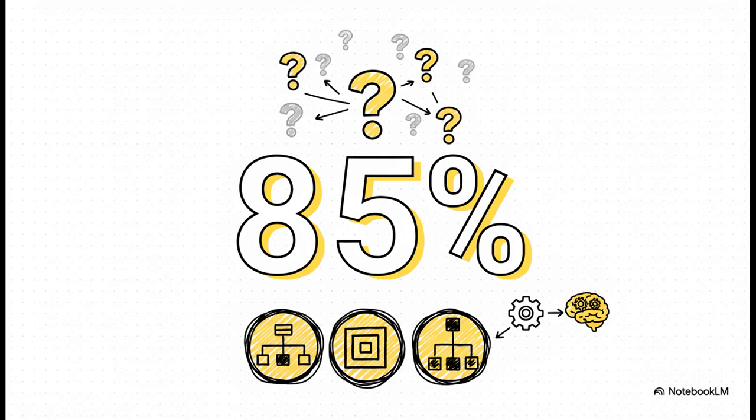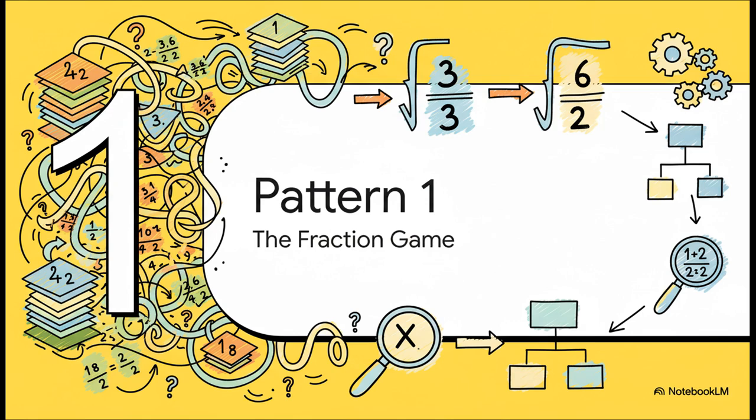The vast majority of those terrifying-looking questions are just copies of 3 basic patterns. Once you learn to see them, you can solve them practically on autopilot. So let's learn the system. First up is the biggest one, the one that makes up a whopping 40% of all problems. We're calling it the fraction game. And the goal here is to see right through all the clutter and just follow a simple, repeatable process.